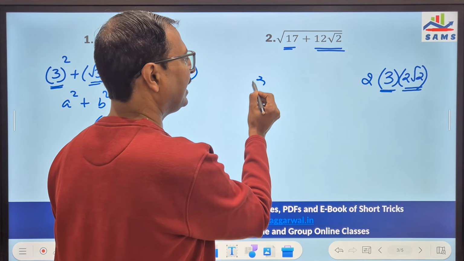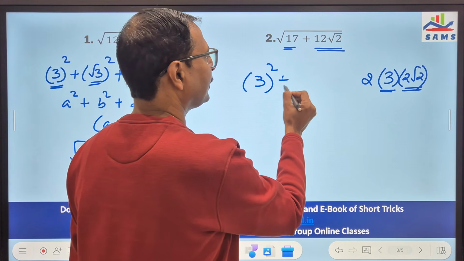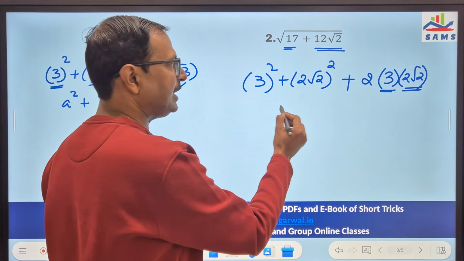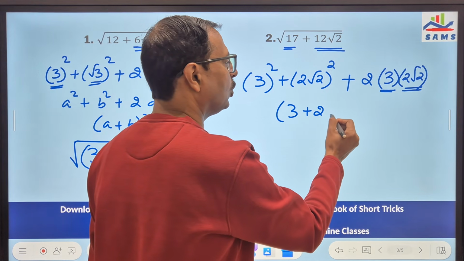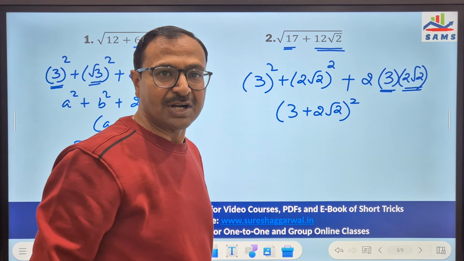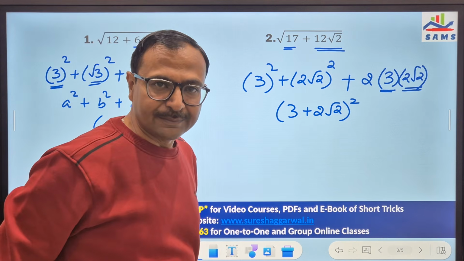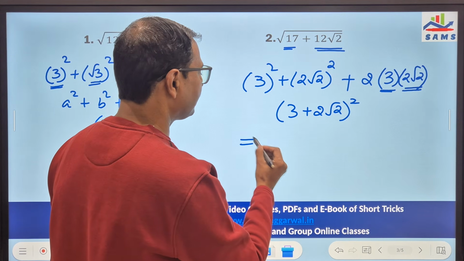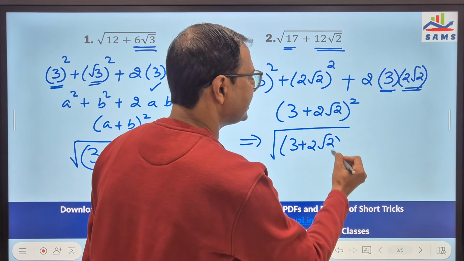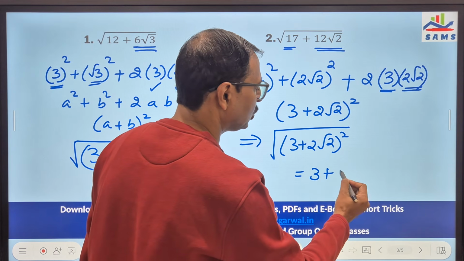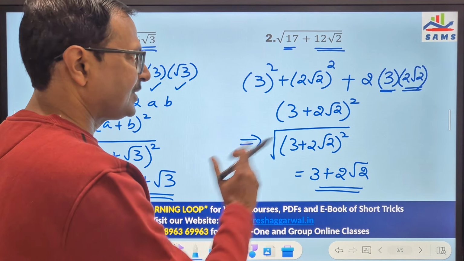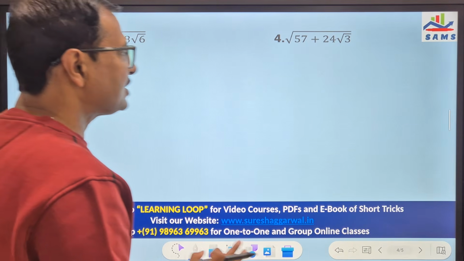So in the beginning, I'll have that 3 square and then 2 root 2 square, and then finally the plus here, which gives me 3 plus 2 root 2 whole square as the factorization of the irrational number inside the square root here. And therefore, your answer for the question will be the square root of this 3 plus 2 root 2 whole square, which is just 3 plus 2 root 2. And that gives me my answer for the question. See, now the things are taking shape.